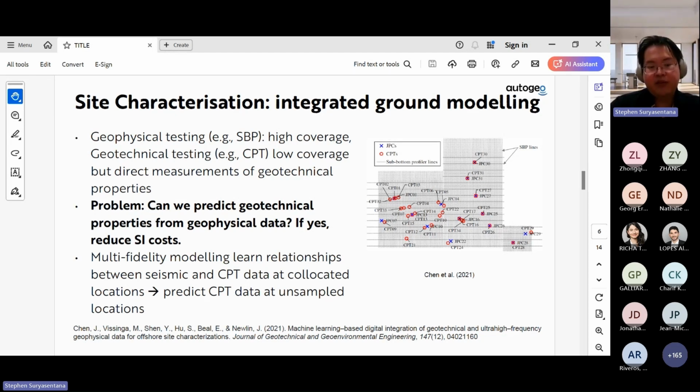So the problem that we're trying to tackle here is, can we actually use the geophysical data to predict the geotechnical properties? If yes, then we can significantly reduce the cost of site investigation for offshore wind farms. And to bridge this gap, multi-fidelity modeling can be used to learn the relationships between the geophysical and CPT data at the co-located locations. And once these relationships have been learned, we can then predict the CPT values at the unsampled locations, and this will allow us to have both high coverage and high accuracy.